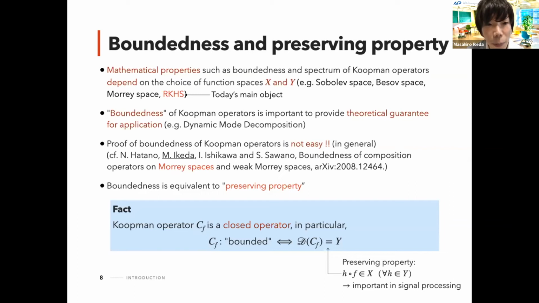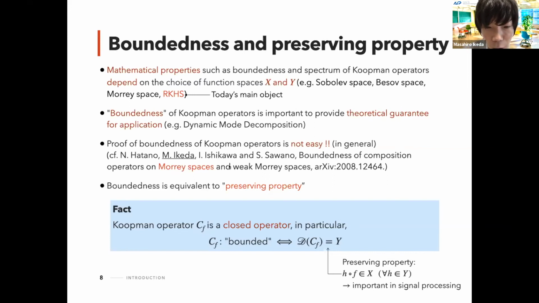And today we focus on the boundedness of this operator. Boundedness of the Koopman operator is important to provide a theoretical guarantee for applications, for example, dynamic mode decomposition. However, proving boundedness of the Koopman operator is not easy in general. A detailed analysis by Fourier analysis is needed. For the recent result on boundedness of the Koopman operator, you can see the recent arXiv paper.